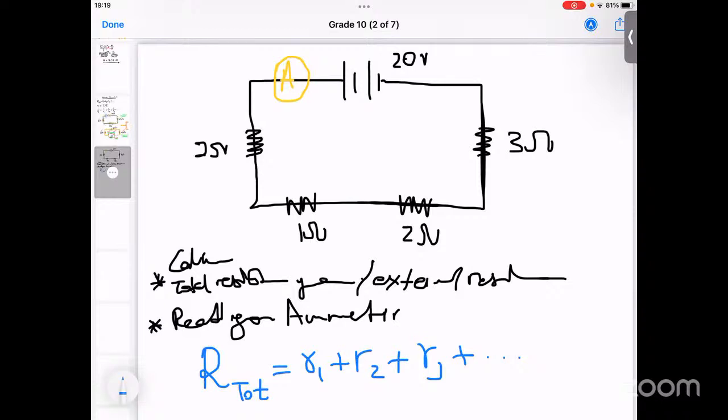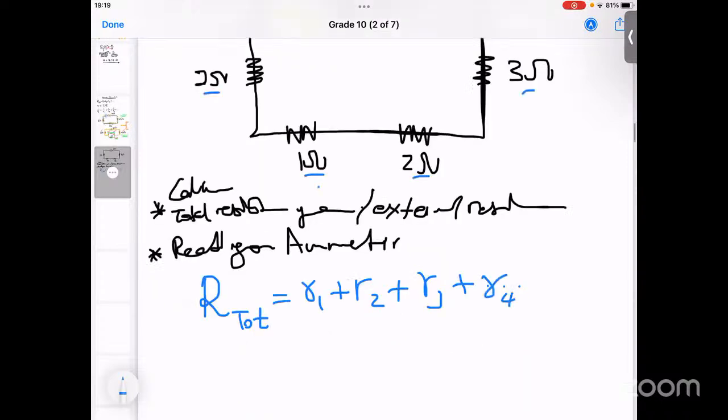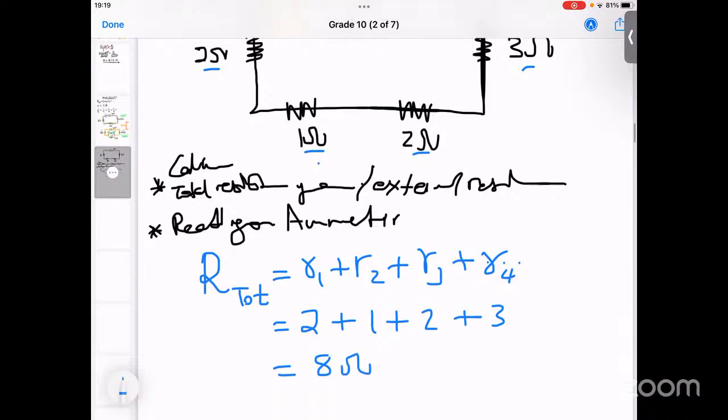In this case, we have 1, 2, 3, 4, meaning we are going to have up to 4. The first resistor is 2 ohms, plus 1 ohm, plus 2 ohms, plus 3 ohms, that is 5, 8. So that means the total is 8 ohms. Yes, that is 8 ohms. That's how you would work out that first one.